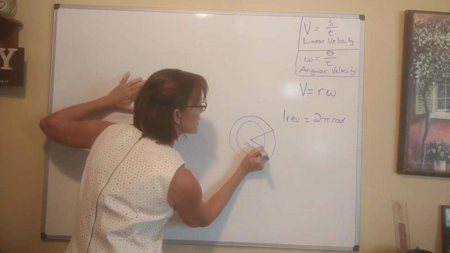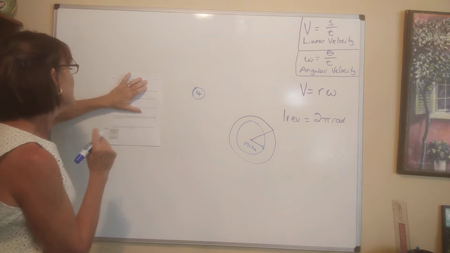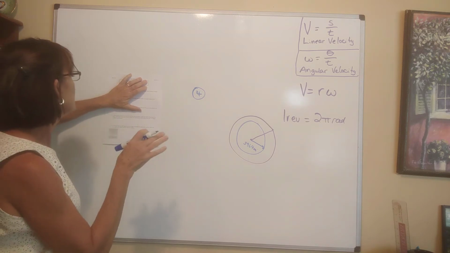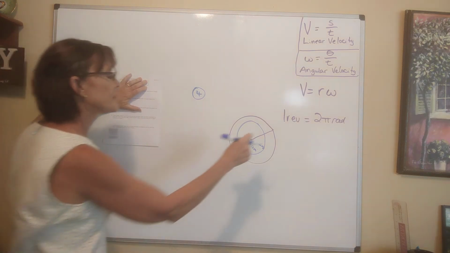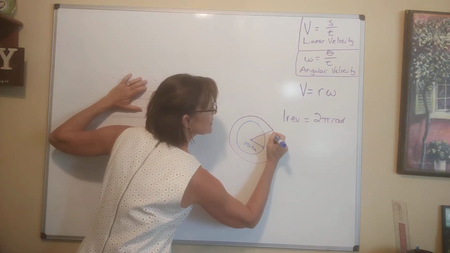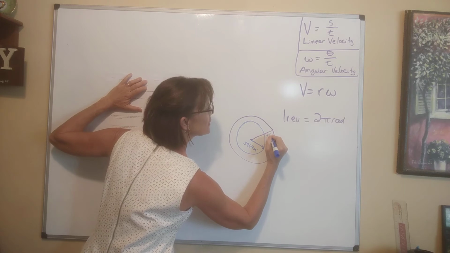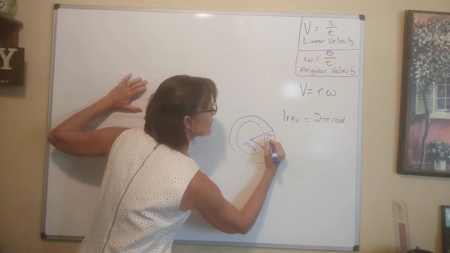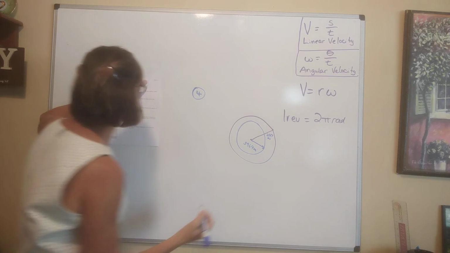They said that the Earth's radius is 3,964 miles. And then it says 250 miles above the Earth's surface is the space shuttle orbiting around. So that means that this distance to here is 250 miles. That's what that means.